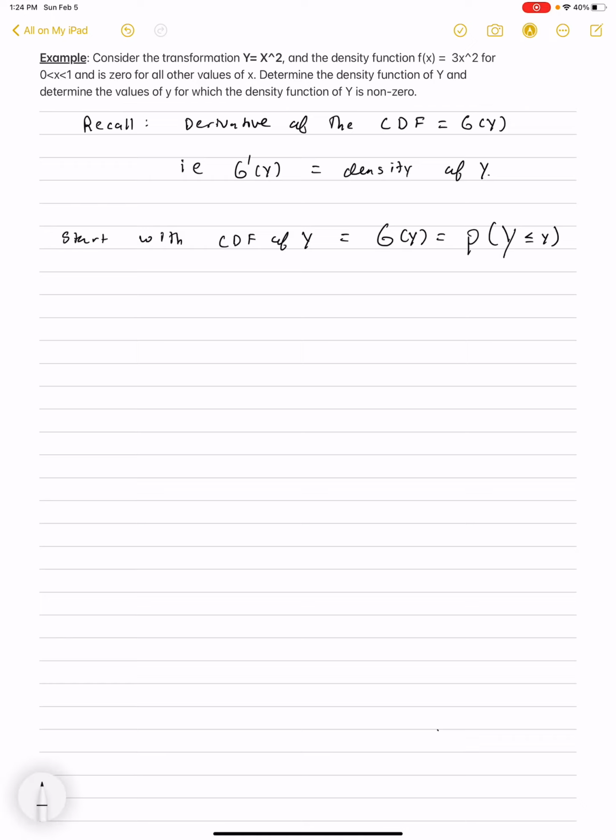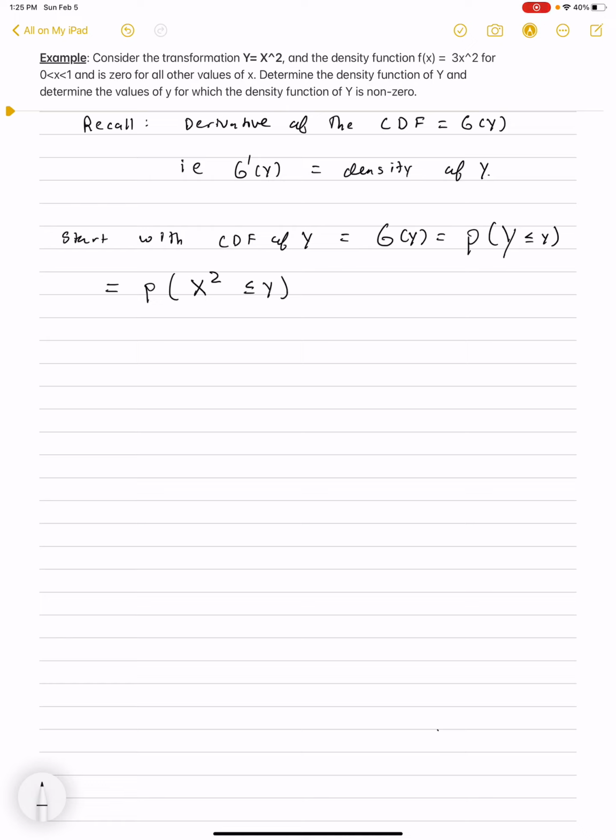I'm going to start with finding the density function and recall that the derivative of the cumulative distribution function is the density. Okay, well, the cumulative distribution is the probability the random variable y is less than the given value of y. And I can replace y with x squared, the transformation.